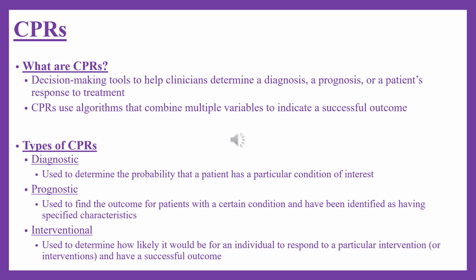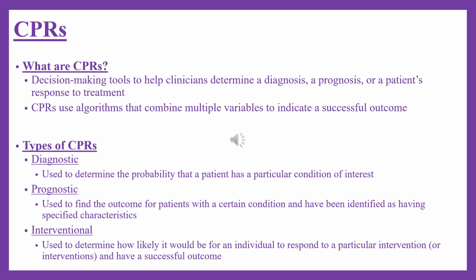So we could look at prognostic CPRs for something like a concussion. Have they had previous concussions? Did they lose consciousness? How many symptoms do they have on their graded checklist? And how severe were those symptoms, etc.